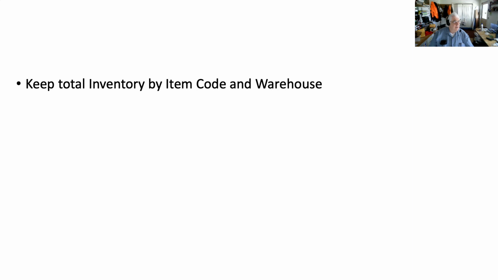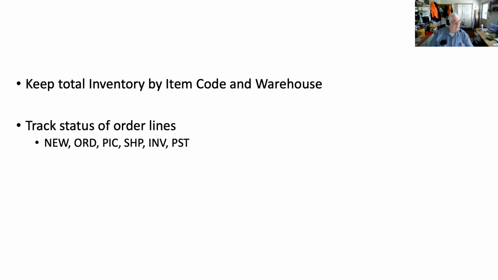So keep total inventory by item code and warehouse. Track the status of order lines: new, ordered, pick, ship, invoice, and post. And you may change the location in the warehouse at the pick stage, but don't change the inventory in the warehouse until you get to the post stage, or maybe the invoice stage. And you need to think through that, and it's more than the scope of this lesson, but you need to really think about the real world when people change their mind or increase the order or whatever. Okay.